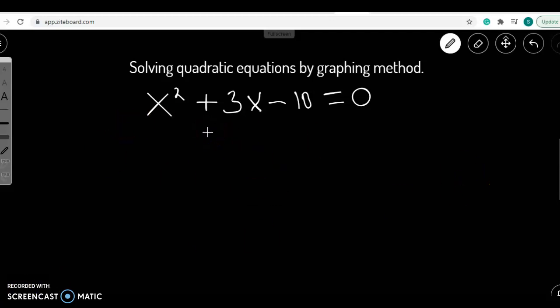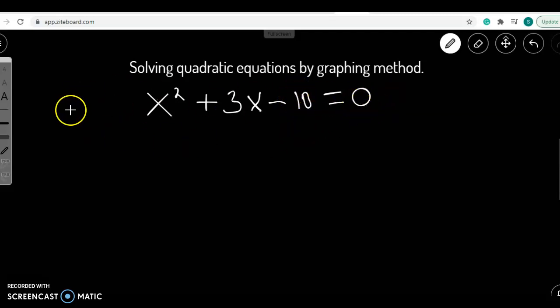Today we're going to look at solving quadratic equations by the graphing method. So we're going to use a calculator. I don't have a calculator, so I'm going to utilize the Desmos calculator to help us navigate through this. So we have been given x squared plus 3x minus 10 equals 0, and we want to solve it.